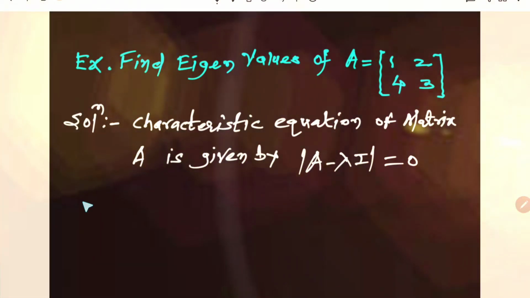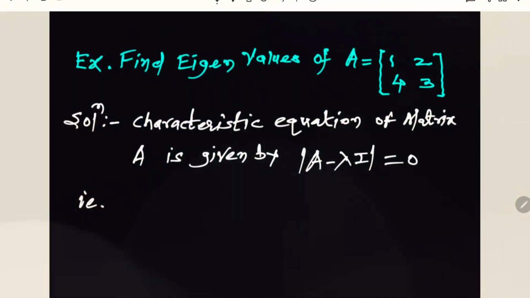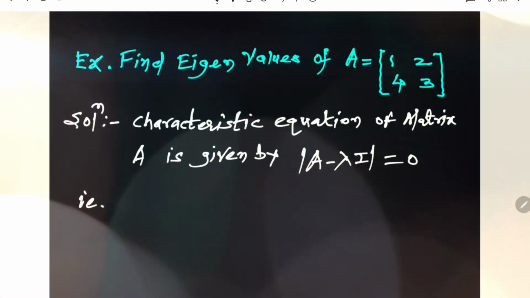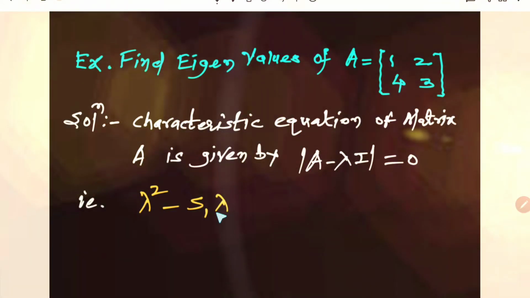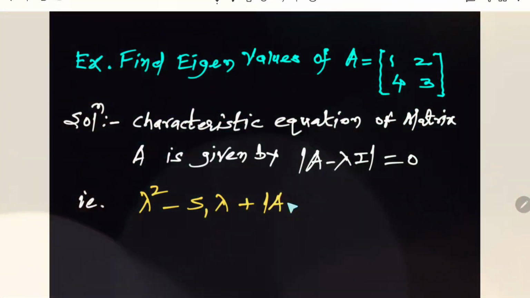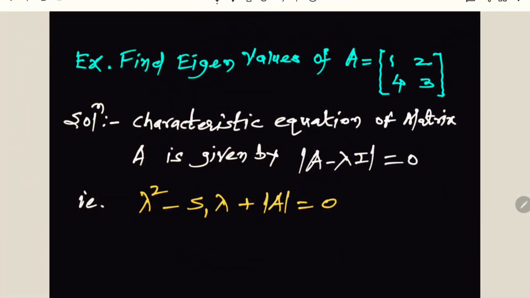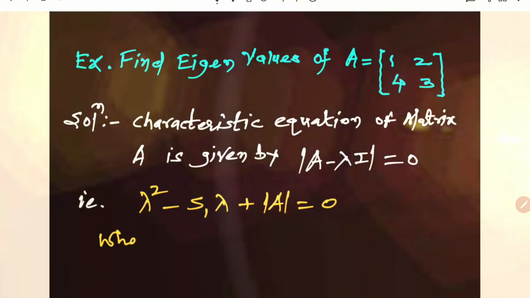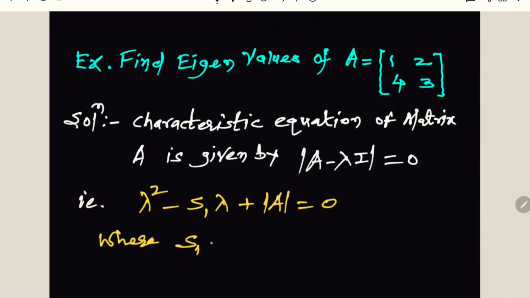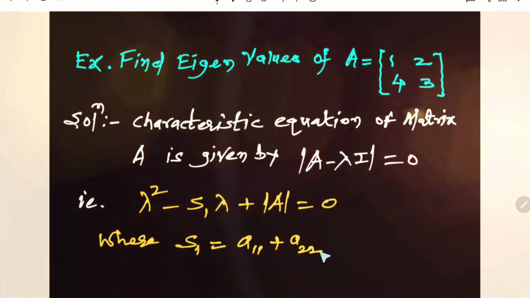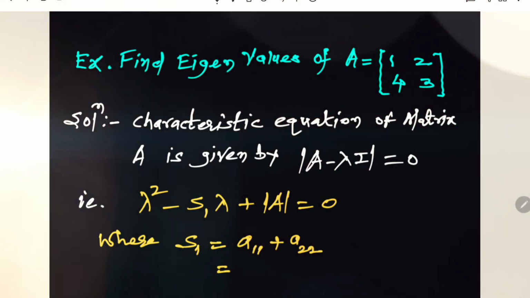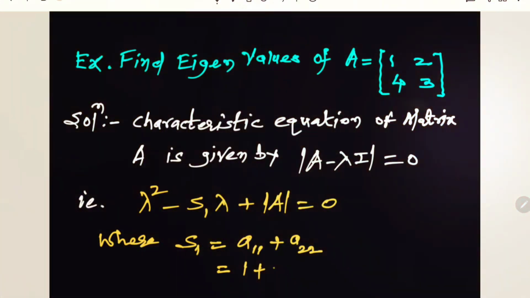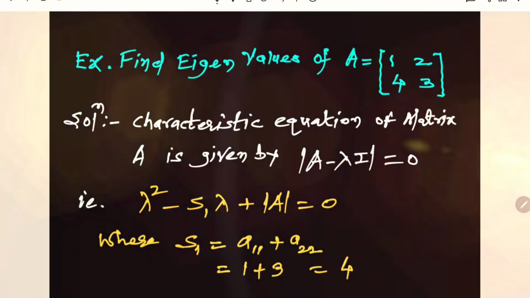And the shortcut method is: it is nothing but lambda square minus S1 lambda plus determinant of A is equal to 0, with terms alternately positive and negative, where S1 is the sum of the principal diagonal elements from left to right, A11 plus A22. For this particular example, A11 is 1, A22 is 3, therefore 1 plus 3 we get 4.